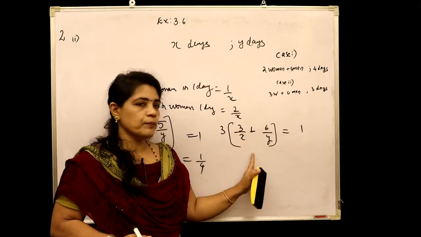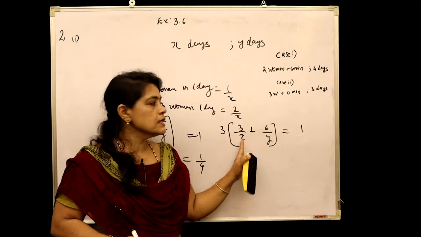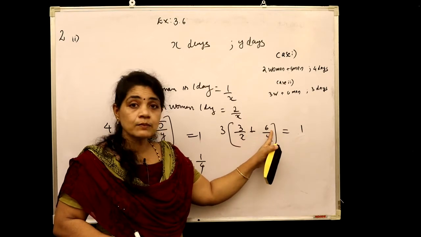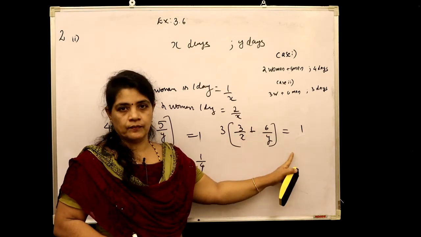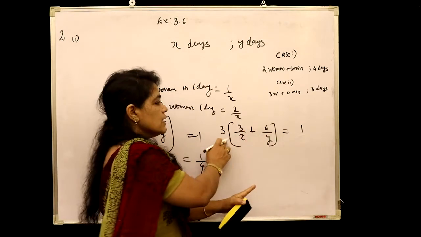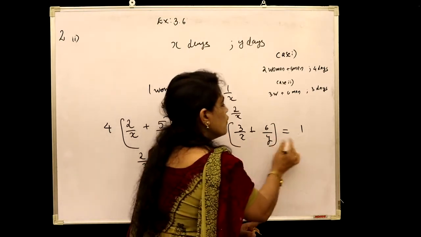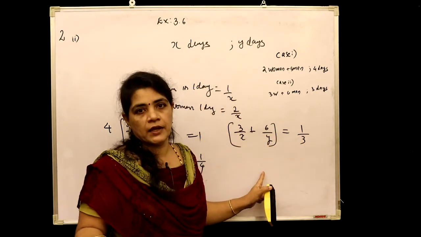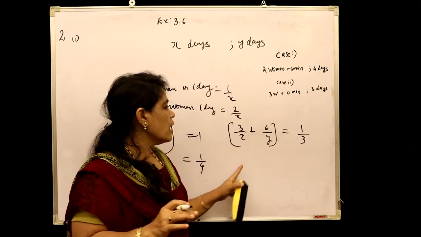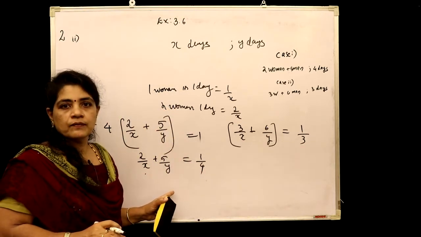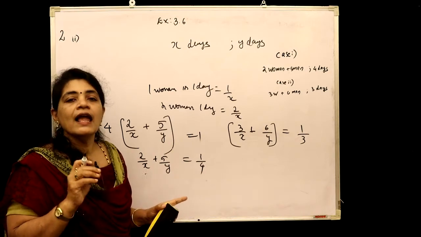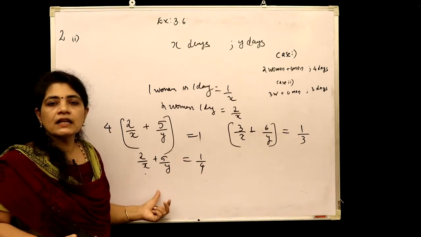That is, this represents 3 women's and 6 men's 3 days work. So in the next step, this 3 will go to that side. So 1/3, both cases are the same. Anyhow, we now have 2 equations in the variables x and y. That concept is clear, children?